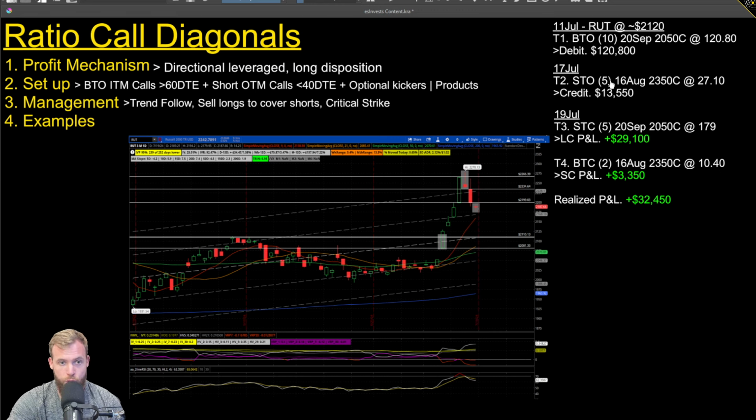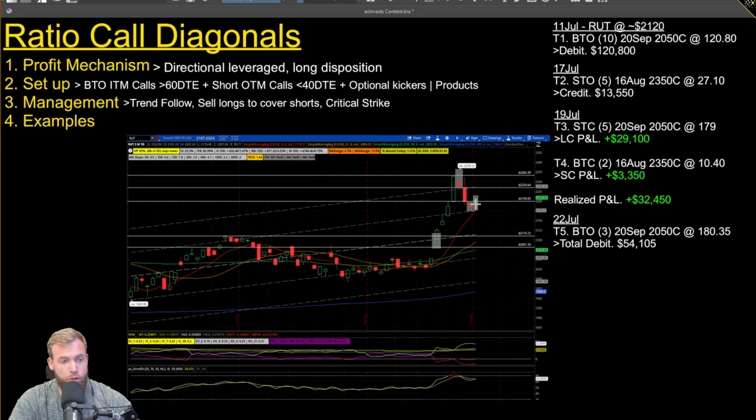Why did I take down 2 if I had 5? It's because I want to keep the ratio intact. Remember that ratio I talked to you about. I don't want to cap my upside. I never want short calls to equal long calls. So in this case, I took 5 of my 10 down. That gave me 5 long calls left. I don't want 5 short calls against 5 long calls. I want my upside. So I take some of these down. So this gave me a realized P&L at this point of $32,450.